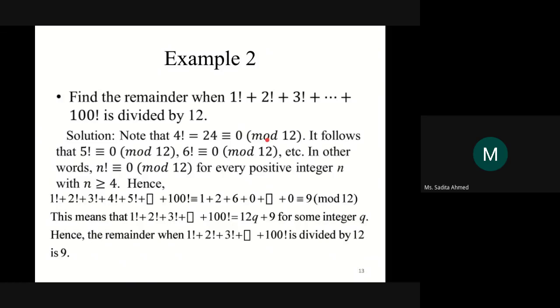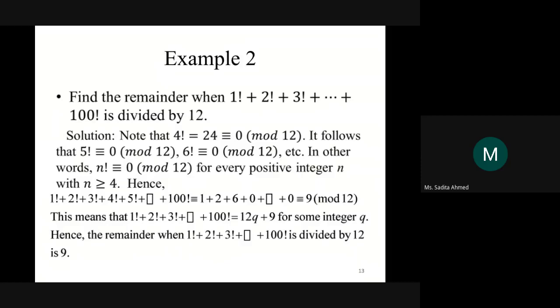Now, what is 5 factorial? 5 factorial is 5 multiplied with 4 factorial. If 4 factorial is divisible by 12, 5 factorial should also be divisible by 12, right? Because 5 factorial is what? 5 multiplied with 4 factorial. 4 factorial তো okhane ache, and we know that 4 factorial is divisible by 12. So obviously 5 factorial will also be divisible by 12.